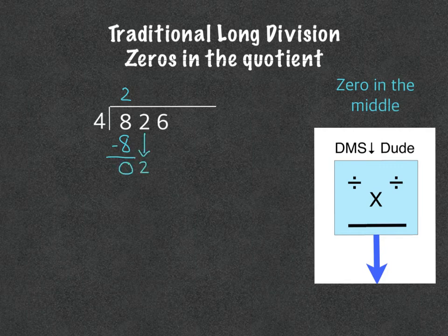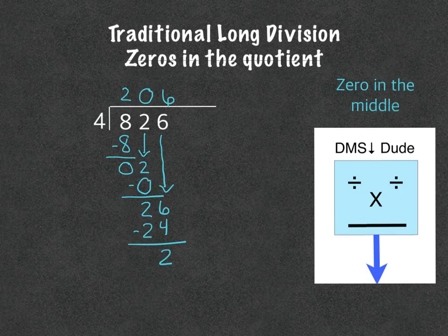Bring down our 2. Can 4 go into 2? No, it goes in 0 times. 0 times 4 is 0. Subtract, and I get 2. Bring down my 6. And now can 4 go into 26? Yep, it goes in 6 times. 6 times 4 is 24. Subtract, and I get 2.